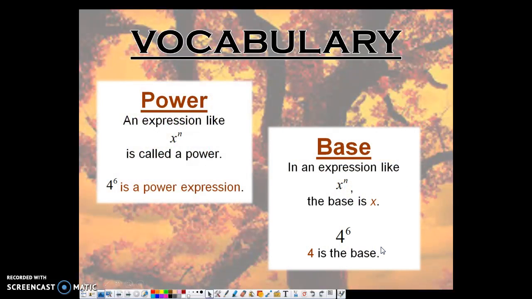A power is an expression like this, x to the nth. So 4 to the 6th is a power expression. A base is the bottom number here. So if you have 4 to the 6th power, the base is the 4.